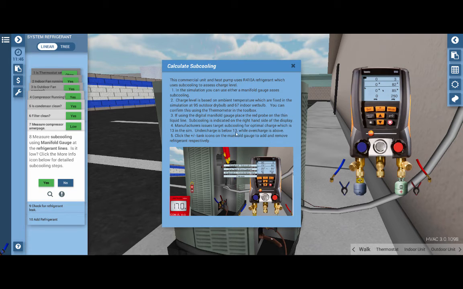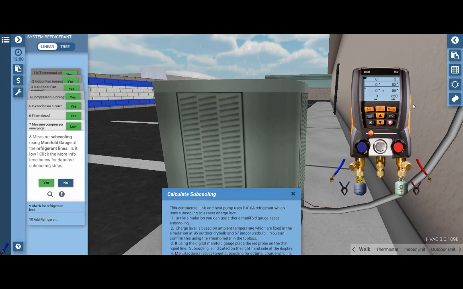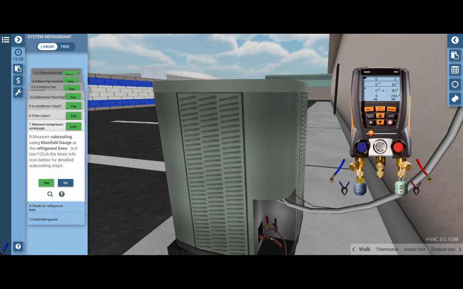The other thing to keep in mind is that this target has a tolerance of plus or minus 3 degrees. So as long as we're measuring between 10 and 16 degrees of subcooling, the unit is properly charged. So as we can see here, we've got an 85 degree saturation temperature. Our liquid line is measuring 82. This means we're only subcooling 3 degrees. This indicates that we have an undercharge of refrigerant, possibly as the result of a leak.